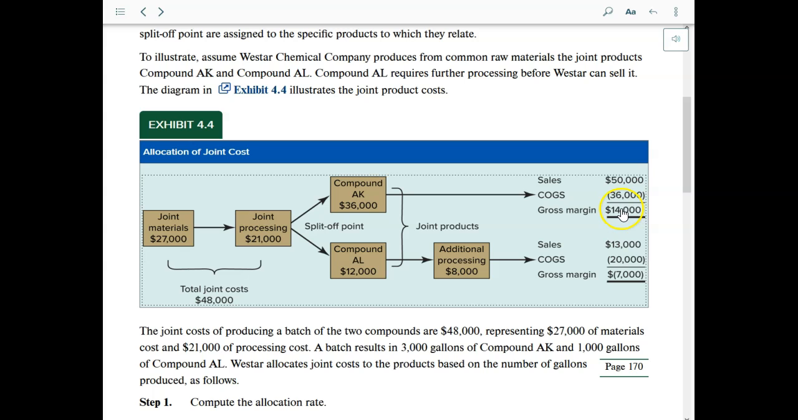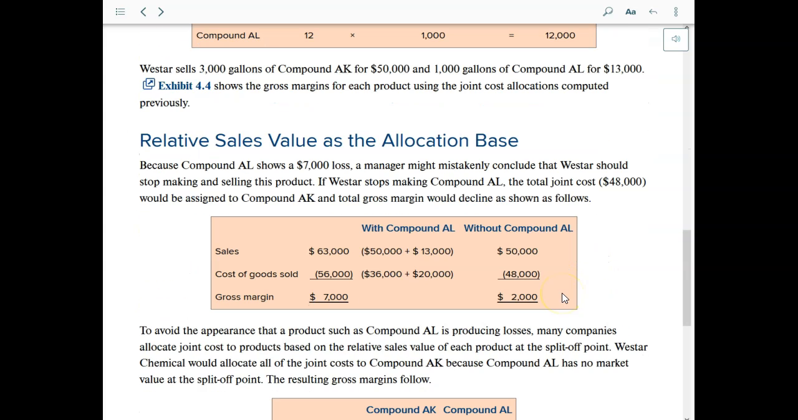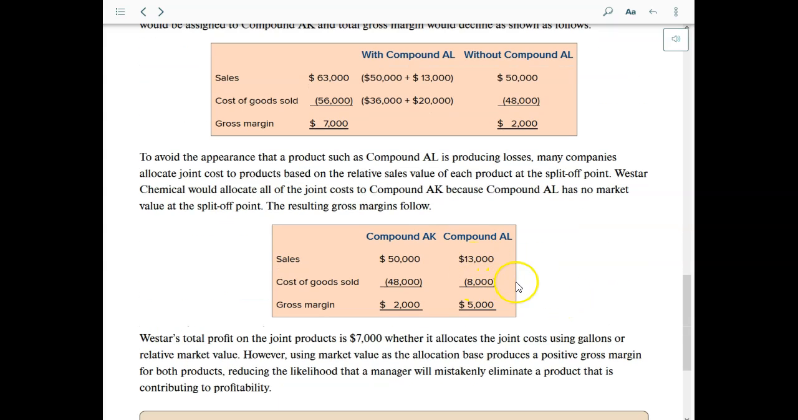Still nets to 7. So you can see you really have to know how costs act, how they should be allocated and so forth, and really know what your true profit is. A minute ago we thought if we got rid of compound AL, then we're not going to have the $7,000 loss. We'll have the $14,000 gross margin. Right here you can see it did not work out that way. It dropped from a net of 7 down to 2 for the entire company. So we need to find a way to go ahead and process AL further, and if these numbers look better to you, more comfortable, then fine. But at least we're back up to a gross margin total for the company of $7,000 instead of just $2,000.